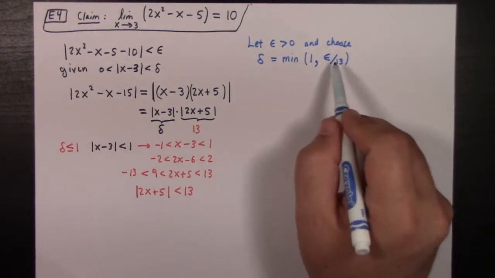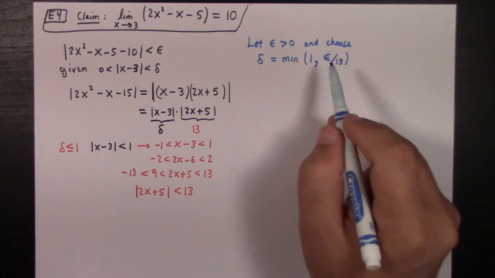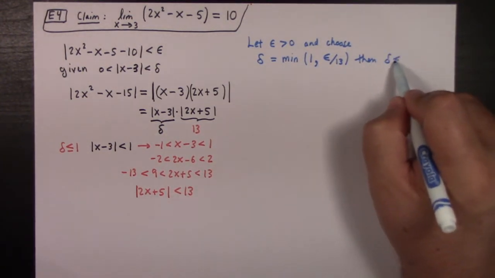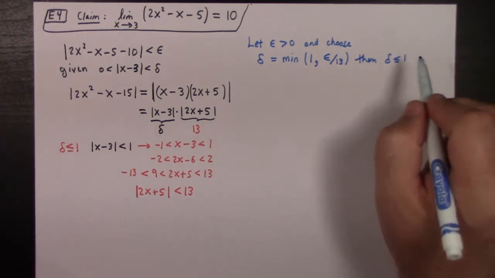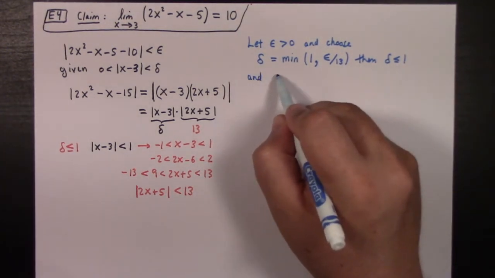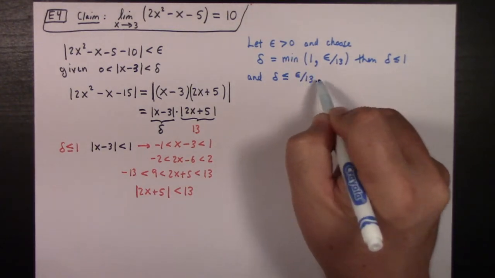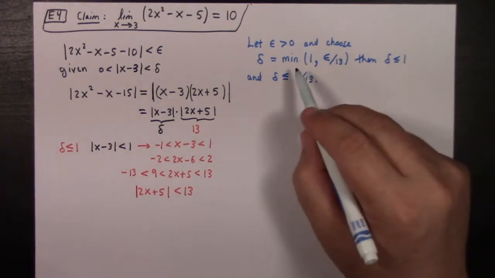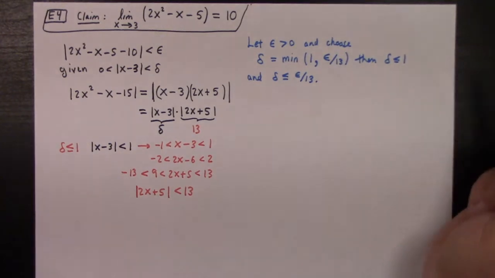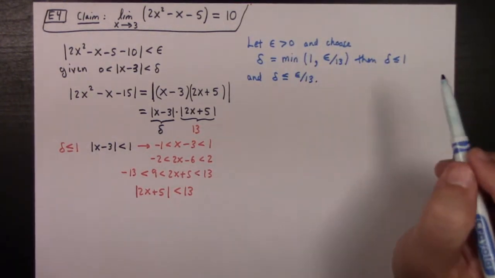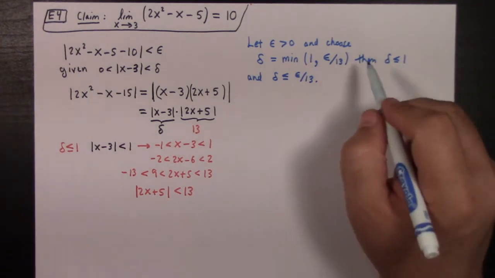If I have this, then delta is less than or equal to 1, and delta is less than or equal to epsilon over 13. Those things are both true if delta is the minimum of these two things. And the minimum of these two things is positive because epsilon's positive. All right, so we're good to go.